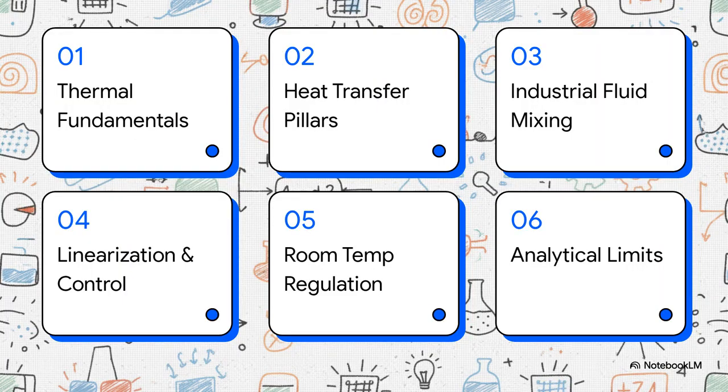We'll kick things off with the fundamentals of thermodynamics, then explore the three heat transfer pillars. After that, we'll apply it all to controlling industrial fluid mixing, before tackling linearization and control loops. Finally, we'll look at regulating room ambient temperature and wrap up with the limits of analytical modeling. Moving logically like this is going to make sure you're totally prepared when we hit the advanced transfer functions later.